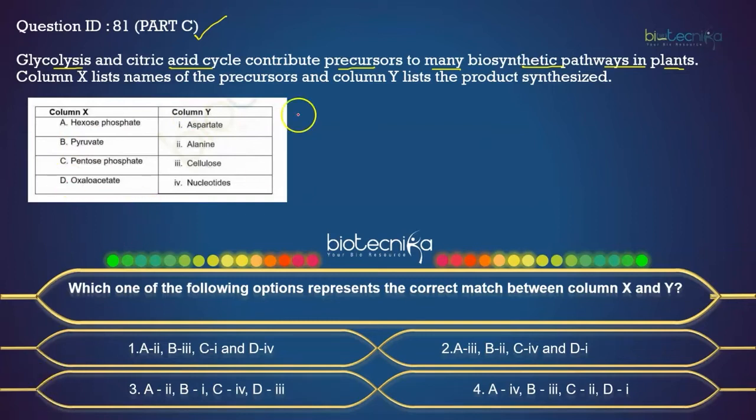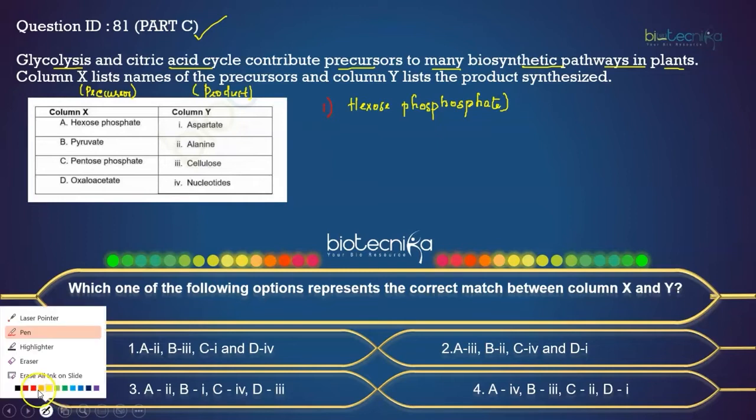So the first one is going to be hexose phosphate. Hexose means a 6 carbon sugar. So hexose phosphate is going to be a precursor. Here they are talking about the precursors, and here the products. So from a precursor, what are the products that are responsible for producing some other things in the plant. So hexose phosphate, a 6 carbon sugar, we would definitely know it's going to be glucose. It might be glucose or fructose. For now we can make it glucose.